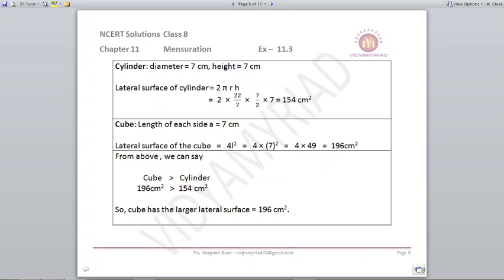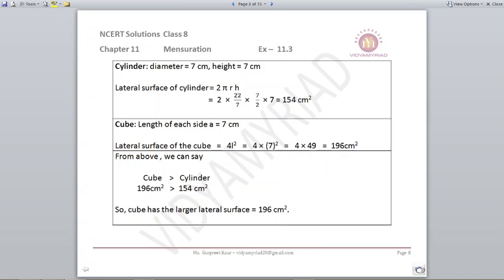In the case of cylinder, diameter is given to us as 7 centimeter and height is also given to us as 7 centimeters. So for diameter, we will find out the radius, that is 7 by 2. And the CSA or LSA of cylinder is 2 pi RH, that is 2 into 22 by 7 into 7 by 2 into 7, that comes out to be 154 centimeters square.